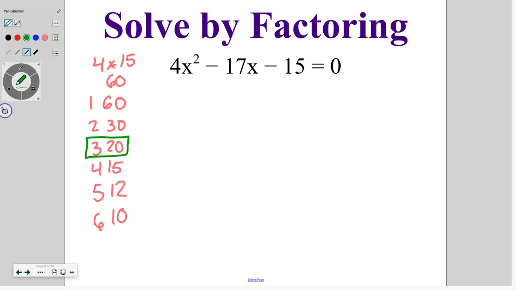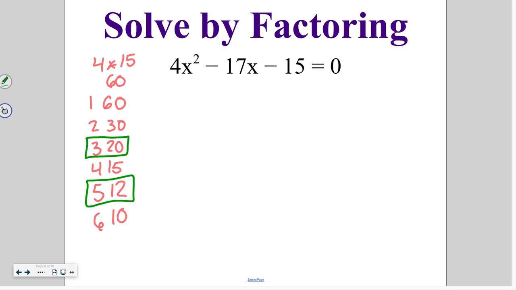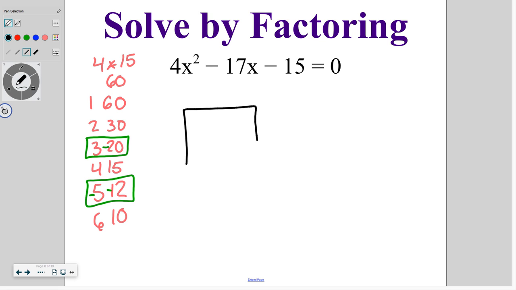3 minus 20 can give us a negative 17, and negative 5 minus 12 could also give us a negative 17. So how do we determine which one we want to use? You have to pay attention, like I gave you a hint in the last section, about that last sign. So negative 15 means that I need one positive and one negative. So I'm going to use 3 and negative 20 to complete the box. I'll show you momentarily why negative 5 and negative 12 would not work.